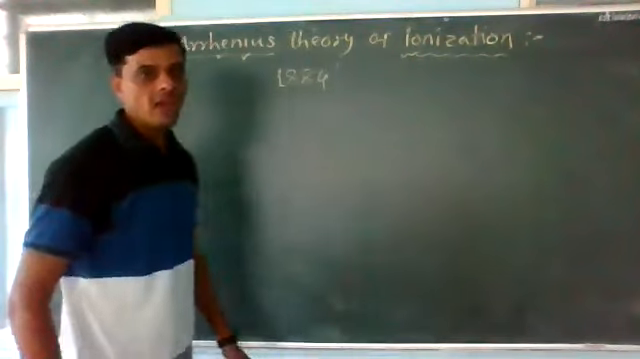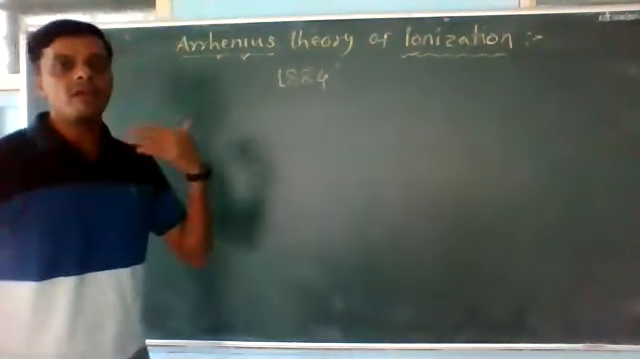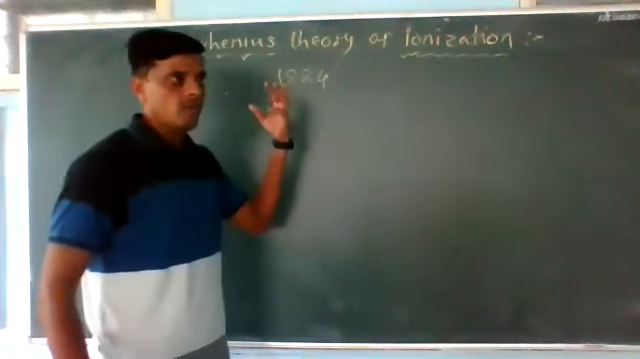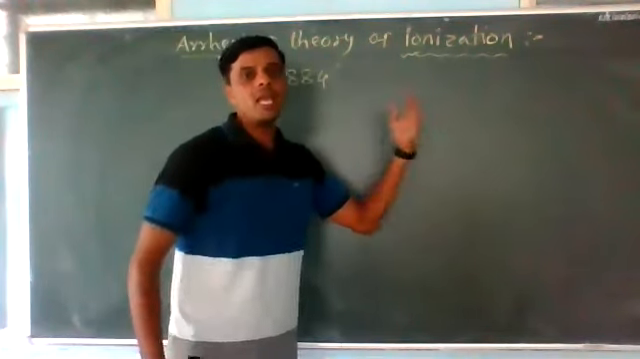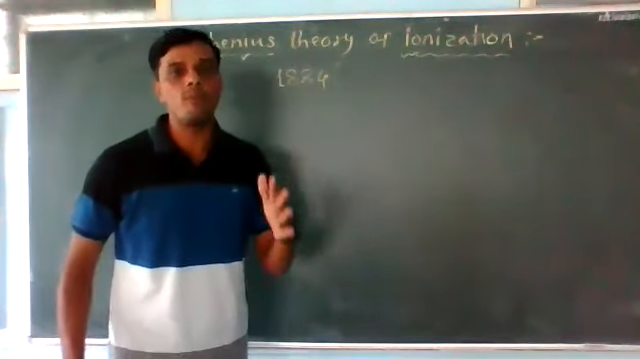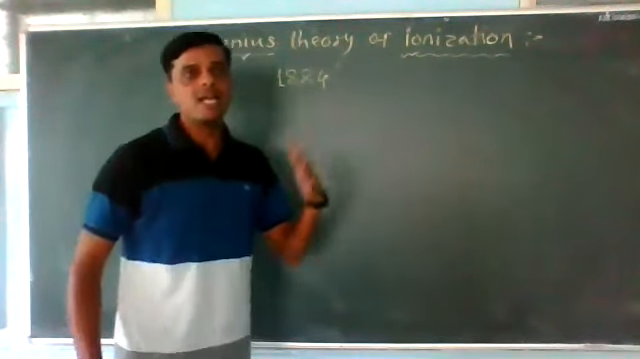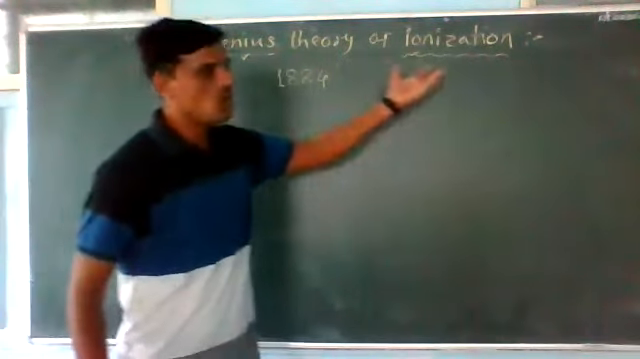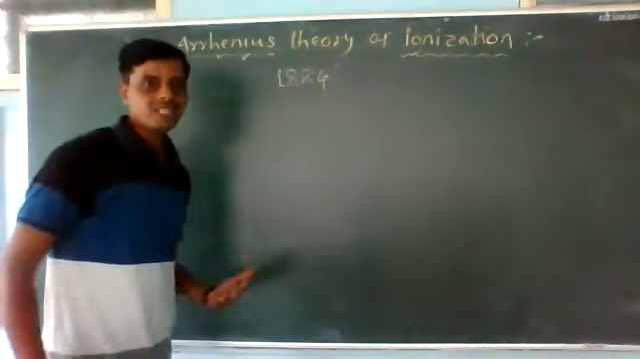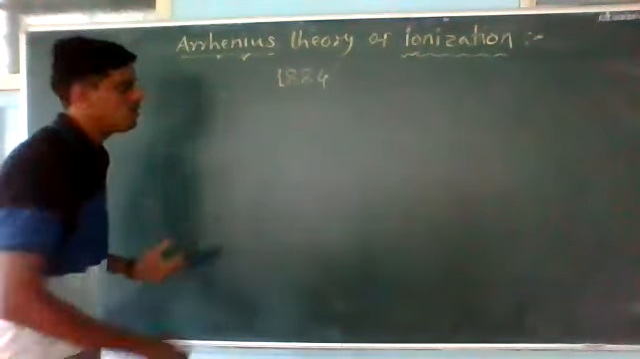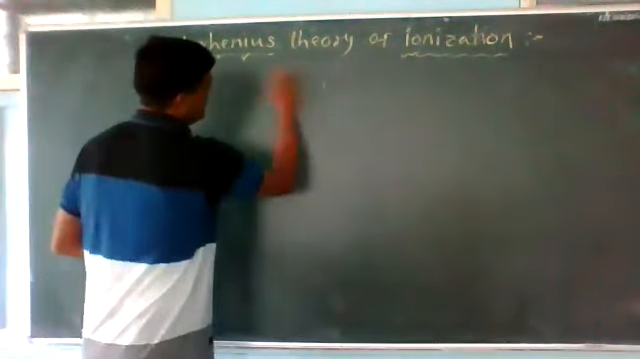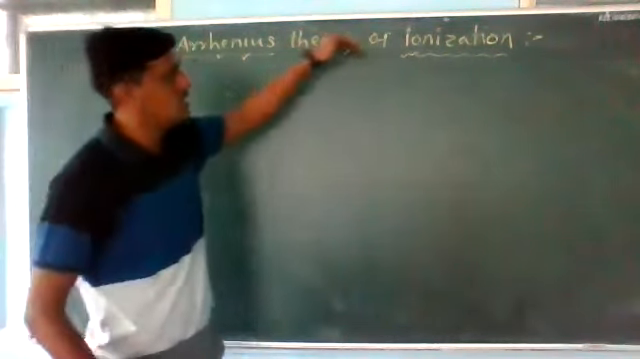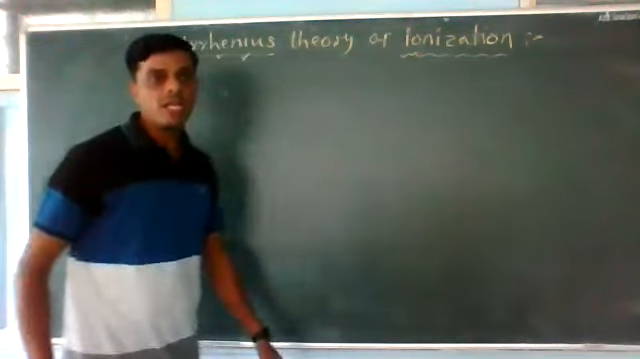By forwarding this theory, he pointed out some important points that are considered the points of the Arrhenius theory of ionization. Let us discuss these points one by one in detail. Let us discuss each point which was mentioned by Arrhenius in his theory of ionization.